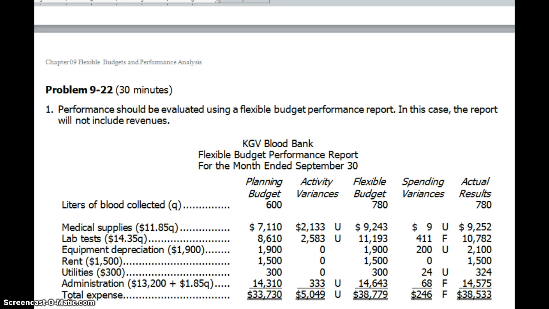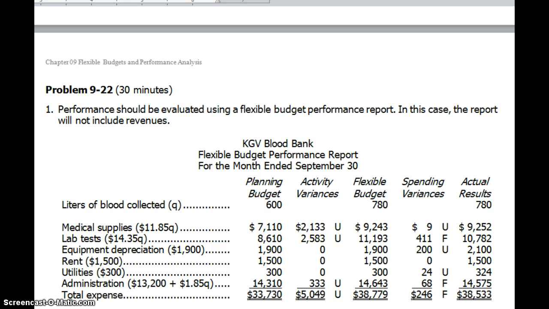In summary, we have a blood bank located in St. Lucia, which has seen a great amount of activity due to a hurricane that recently hit the island. Therefore, they collected and processed over 20% more blood than originally planned as a result of this hurricane. And there was a report prepared by a government official comparing actual to budgeted costs for the blood bank, which is given in the book on the top of page 412.